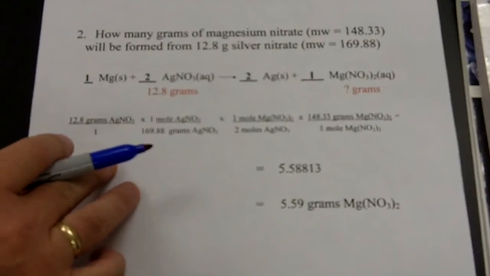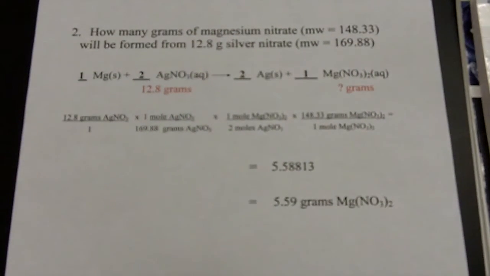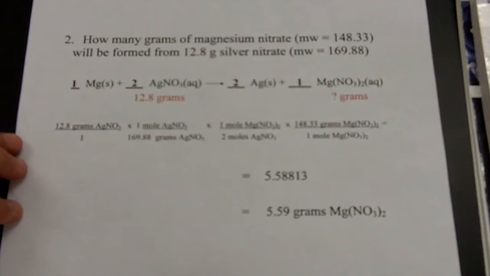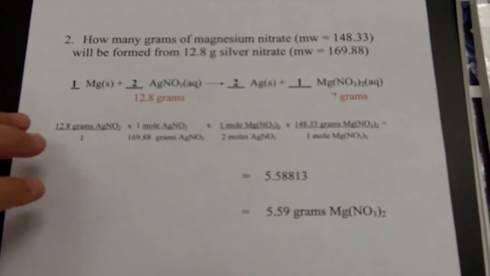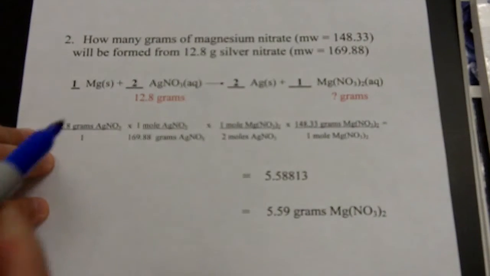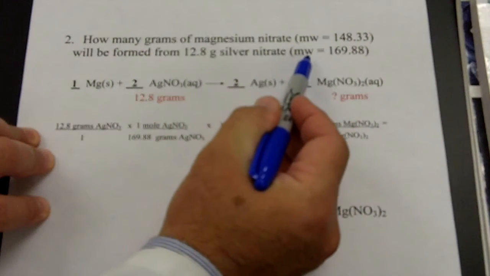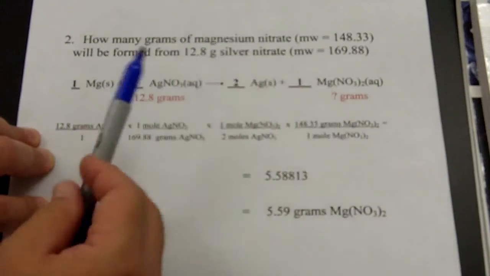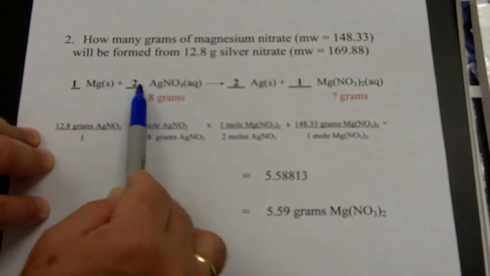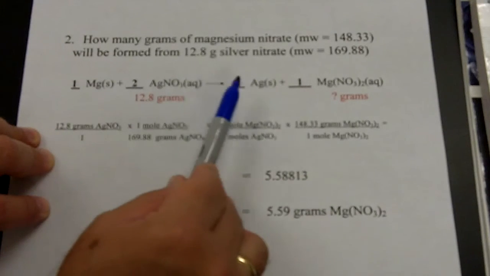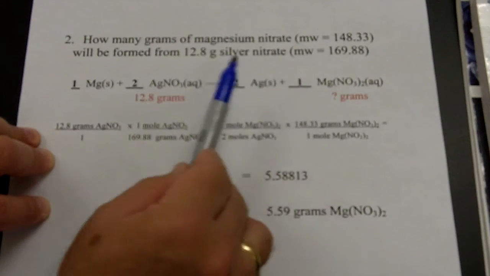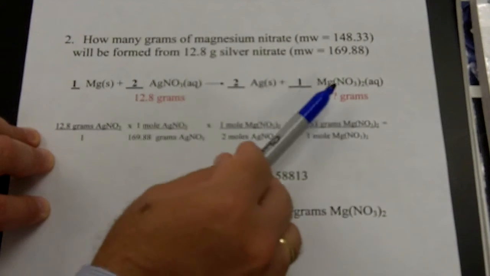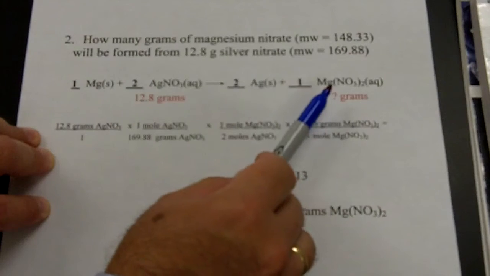The next problem asks, how many grams of magnesium nitrate, and they give us the molecular weight, it's 148.33, will be formed from 12.8 grams of silver nitrate, the molecular weight of that being 169.88. We've got the balanced reaction. It's a 1 to 2 to 2 to 1 mole to mole to mole to mole relationship. They're telling me I'm starting with 12.8 grams. So I know this is a gram to gram relationship.